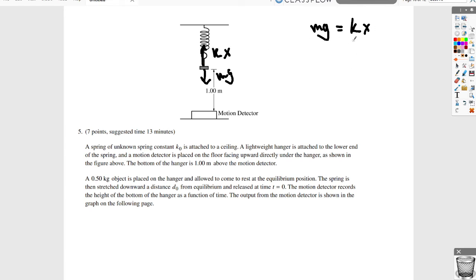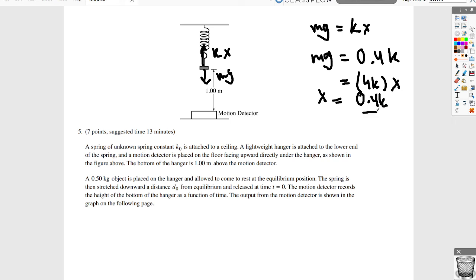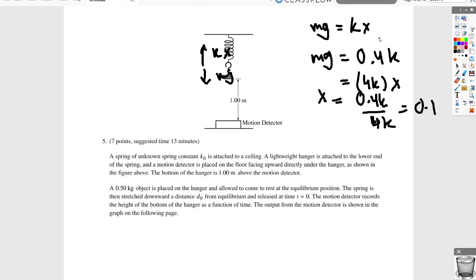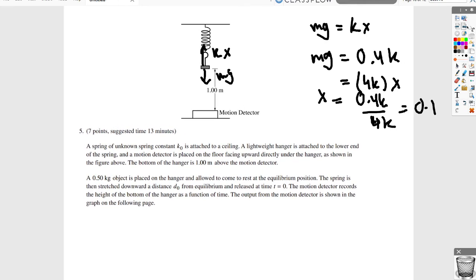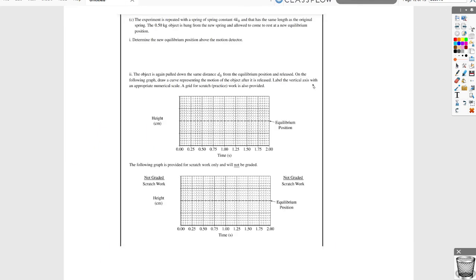And 0.4, mg is equal to 0.4k. So we had a k that was 4 times stronger, which is equal to 4k times x. So x is equal to 0.4k divided by 4k, which means that's equal to 0.1. So 0.1 meters is your new position, not the new equilibrium position, but the new... I guess I'll put the work right here.